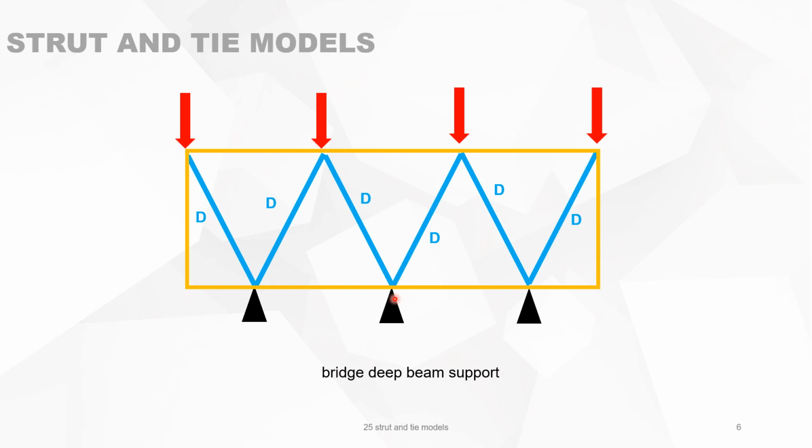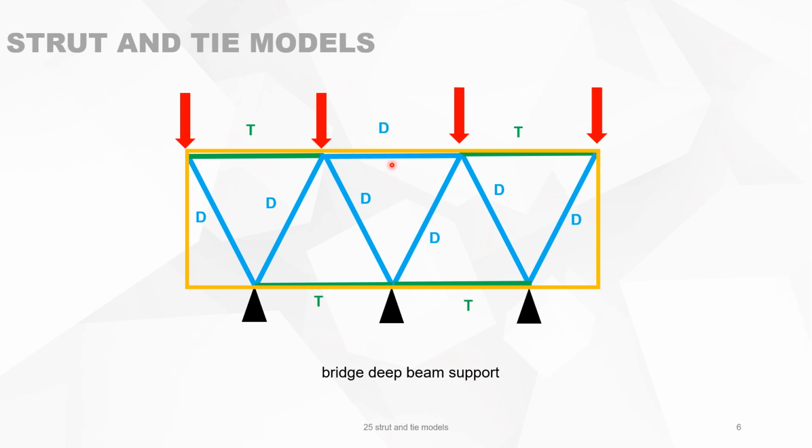Now we will look for the ties. Obviously, when you have two struts fanning out here, this will be a tension tie. What about the top? Well, this is fanning out, so this is tension too. And what about the middle one? The middle one is an exception because this is not a tie but a strut.